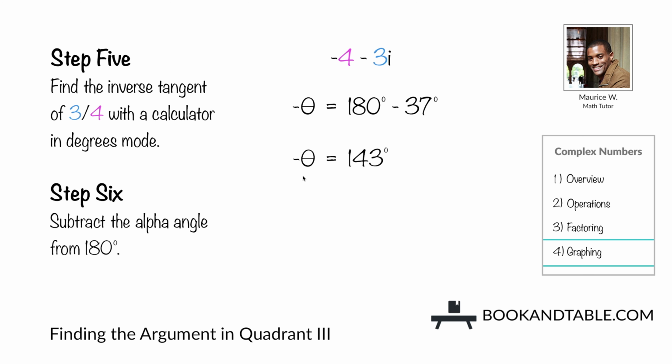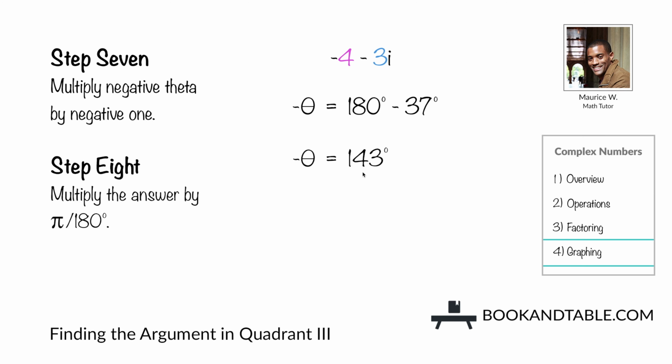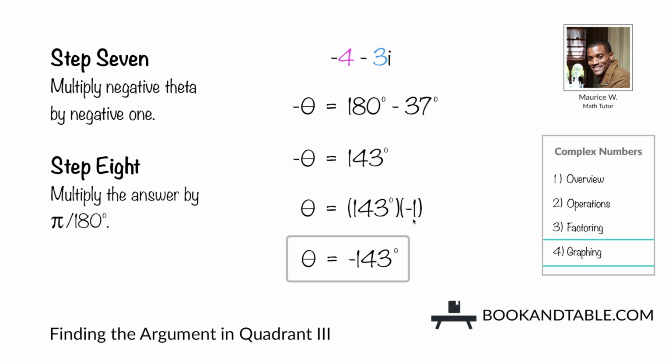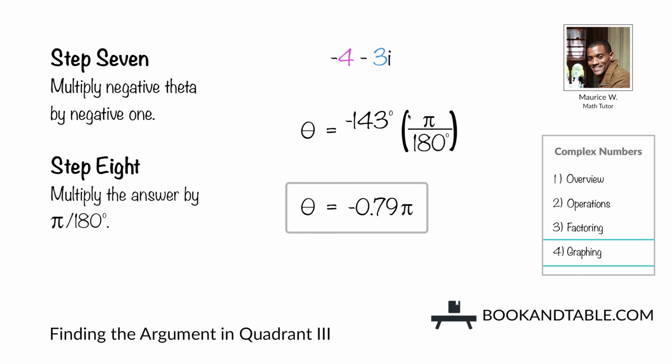This is negative theta. We want to multiply negative theta by negative 1 because our argument is going to be negative in quadrant 3. When we multiply 143 degrees times negative 1, we get that theta, or the argument, is equal to negative 143 degrees. And in radian form, multiply it by pi over 180 degrees. So negative 143 degrees divided by 180 degrees, times pi, gives you an argument equal to negative 0.79 radian. So that is how you go about finding the argument in quadrant 3.